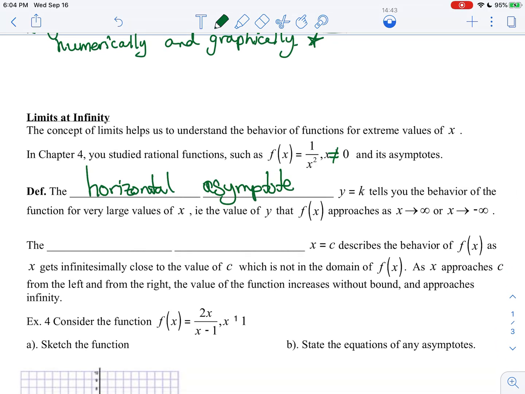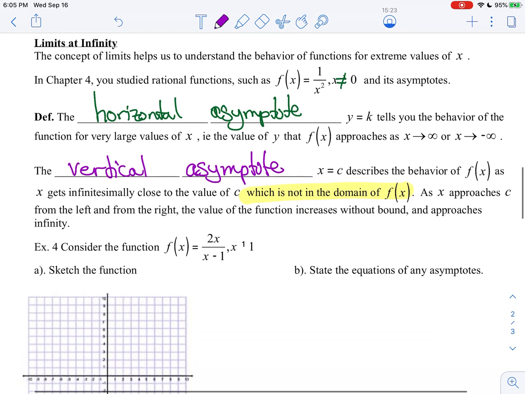Okay, so a horizontal asymptote can get crossed in the middle of a graph. However, a vertical asymptote does not ever get crossed, okay? So I want to make that distinction. So a vertical asymptote is a vertical line, x equals a number, and describes the behavior of f of x as x gets infinitesimally closer to the value of c, which is not in the domain of f of x, okay? So as x approaches c from the left and x approaches c from the right, the value of the function is going to increase without bound, and it either goes to infinity or negative infinity.